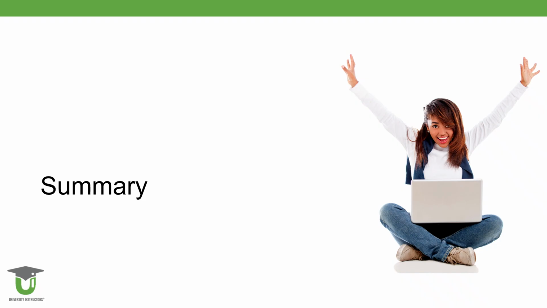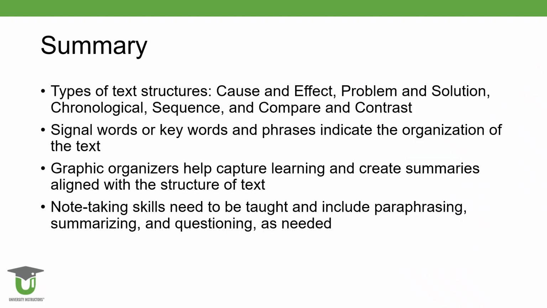Using text structure and note-taking in social studies helps students successfully understand content and retain information. Let's summarize what we've learned. Types of text structures include cause and effect, problem and solution, chronological, sequence, and compare and contrast. Signal words or keywords and phrases need to be taught as indicators of text structures, such as first, next, last for sequence, or similarly, on the other hand, or however for compare and contrast.